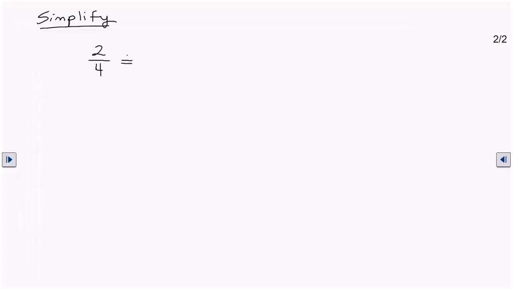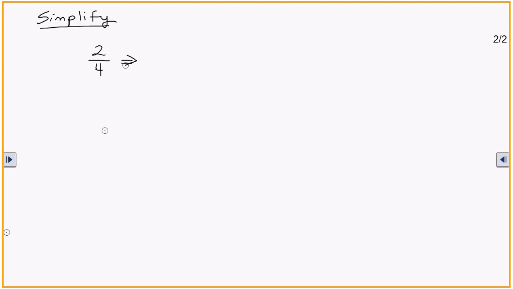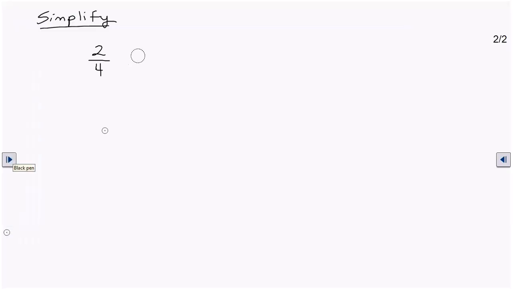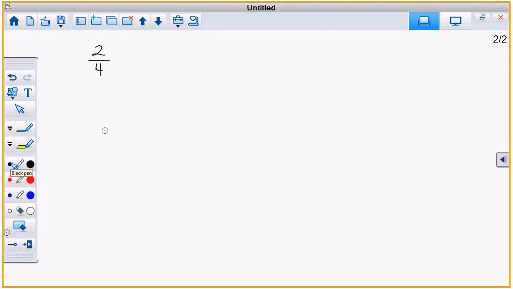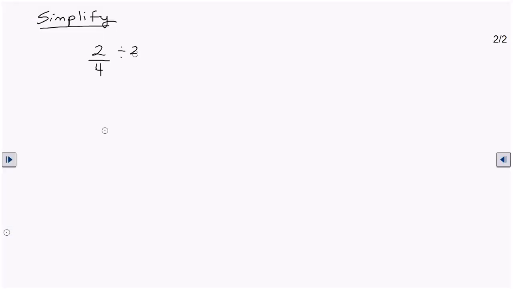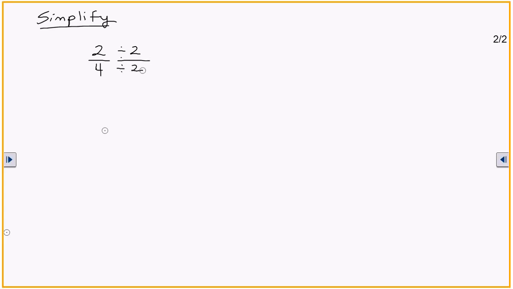And reduced means simplified. So 2/4 is equal to, and 2 will go into both. So we're basically removing a factor of 1. 2 over 2 is 1, and that gives us 1/2. Now, I have just simplified a mathematical term. Now, the difference between a mathematical term and an algebraic term is that a mathematical term has numbers, whereas an algebraic term has letters, or a 25-cent word for letter is variable, meaning an unknown.